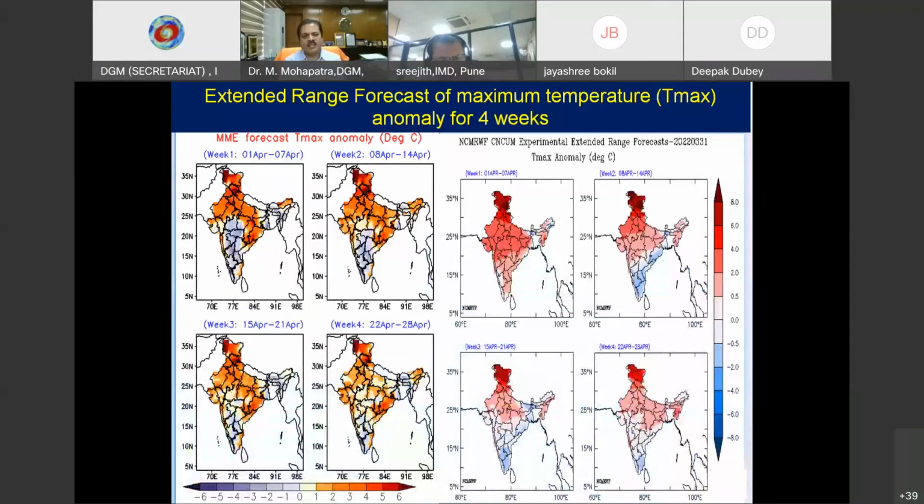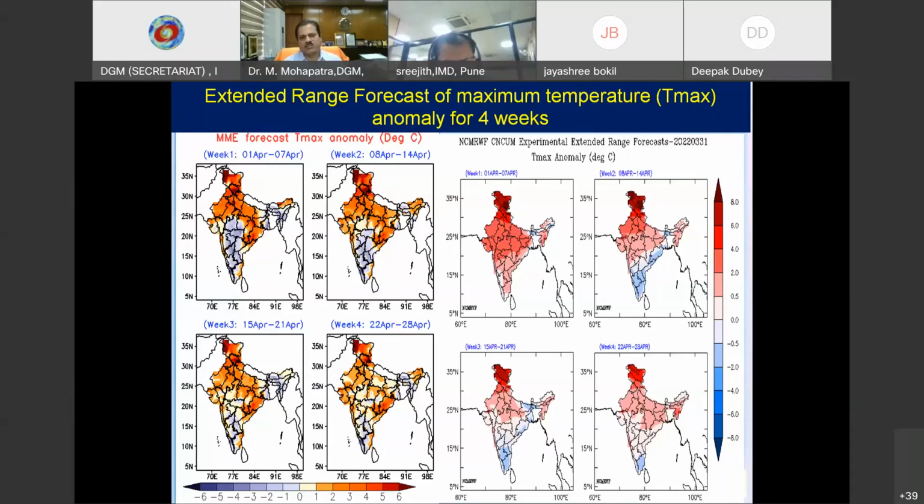Now, if I look at the extended range forecast for the next 4 weeks, we have two sets of models. On the left-hand side is one set of models, and on the right-hand side is another set of models. What you find here is the anomaly forecast. As per both the models, in the month of April, as predicted in our seasonal forecast, the extended range forecast is also indicating that temperature will be above normal over northwest and central India. Central India means Gujarat, Rajasthan, extending towards Odisha. So that is in conformity with the seasonal forecast. The extended forecast is valid from 1st April to 7th April for the past week.